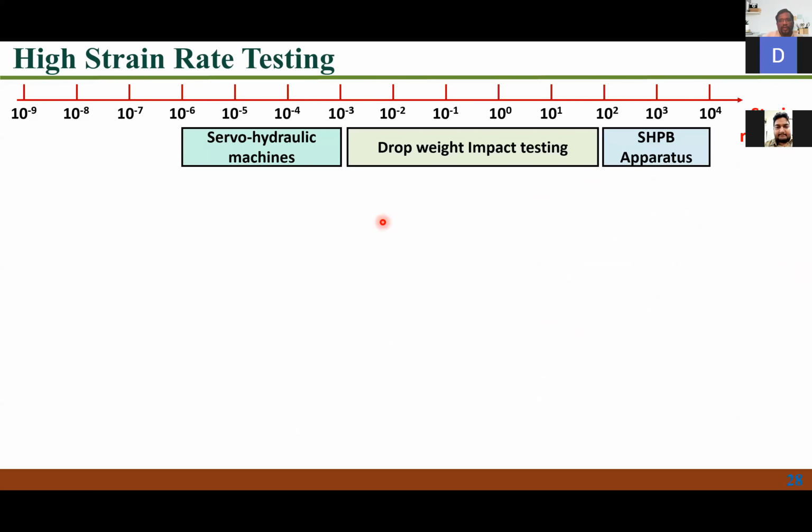Right. So how do we test a material under high strain rate? Usually, when we do a slow static test, we use servo-hydraulic machines, and that can apply strain rates, like I said, on the order of 10 to the power of -6 to 10 to the power of -3. We can also test material using drop weight impact testing. There we can generate strain rates on the order of 1 to 10. But with the split Hopkinson pressure bar setup, we can test at a reasonably high strain rate, on the order of 100 to 1000 also. So it depends upon the setup that you have.